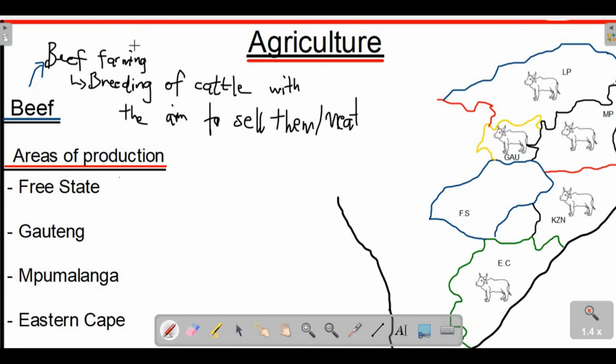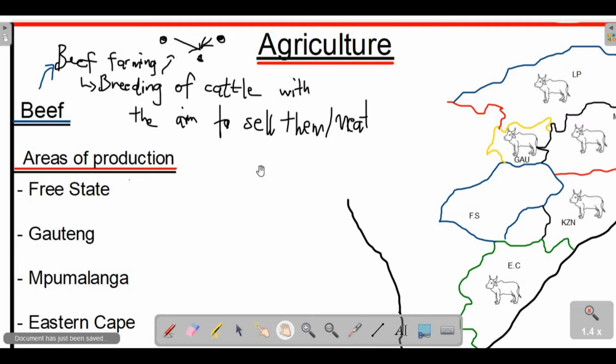By breeding, we mean reproducing. So you take a particular bull and a particular cow, and then I take the sperm cell of the bull and fertilize it with the egg cell of the cow, and then I get an offspring. That's exactly what we are doing. And you're going to find out that farmers don't just take any bull or any cow. There's proper research that is done so that they produce quality meat. So that is what beef farming is all about.